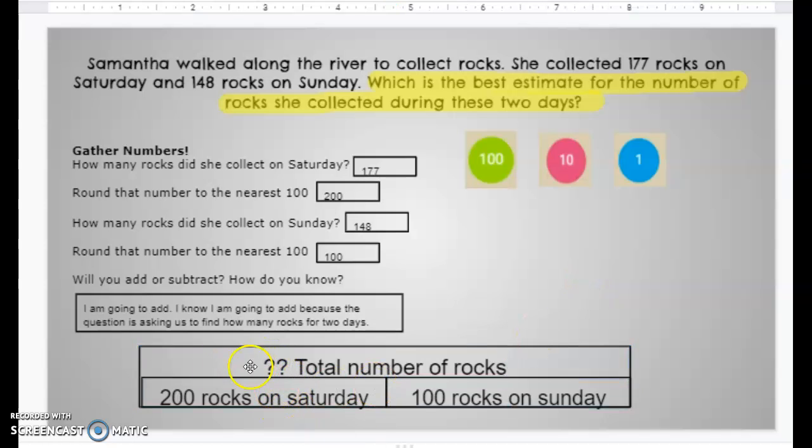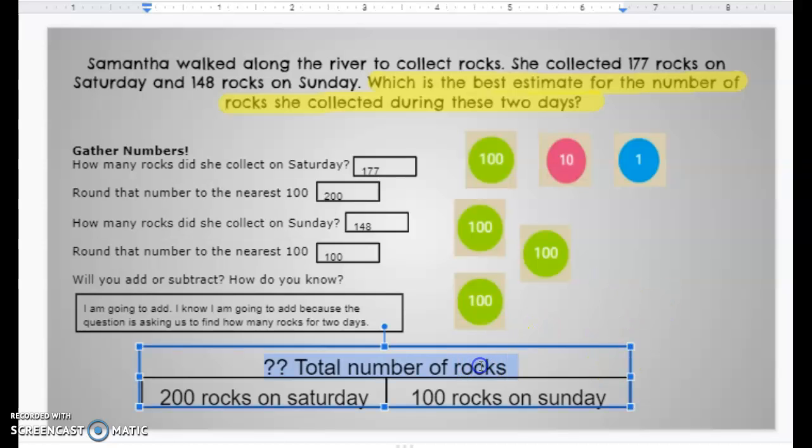Do you see how you have your total? You're missing your total. So I have 100, 200. That's my 200 rocks on Saturday. Here's my 100 rocks on Sunday. This is your estimate of 200 rocks on Saturday, your estimate of 100 rocks on Sunday. How many rocks did she collect altogether? She collected about 300 total rocks on Saturday and Sunday.